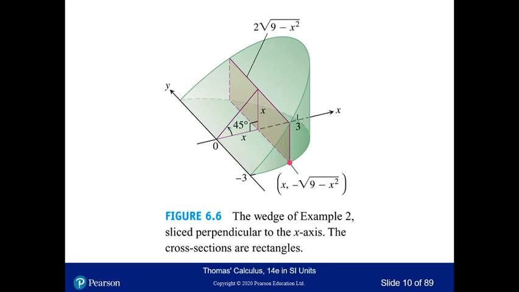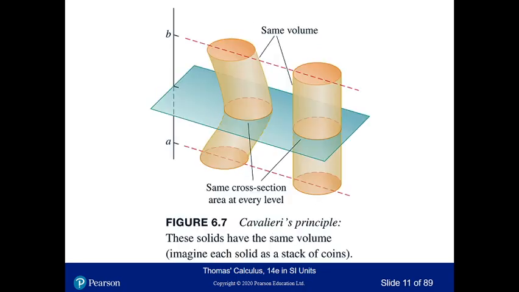The integral from 0 to 3 of x times 2 times the square root of 9 minus x squared dx, and then you just integrate that and you get the volume of this object. So this is just geometry you have to be careful about.